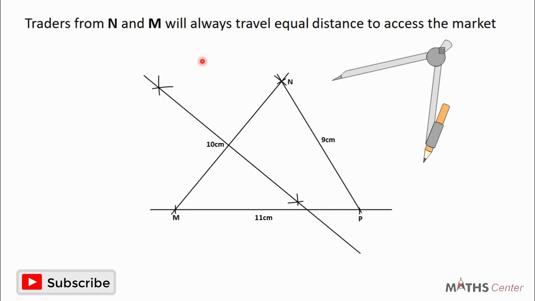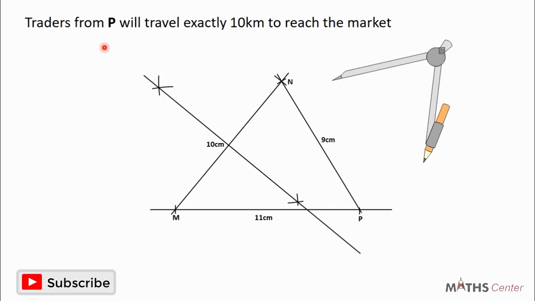Let's consider the second condition so that we can reduce the range. The second condition says that traders from town P will travel exactly 10 kilometers to reach the market. So this means that the distance between the market and point P should be exactly 10 kilometers. Points that are 10 kilometers from point P will give us the locus of points 10 kilometers from point P.